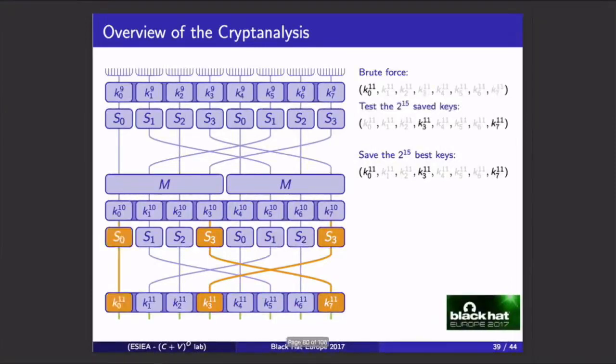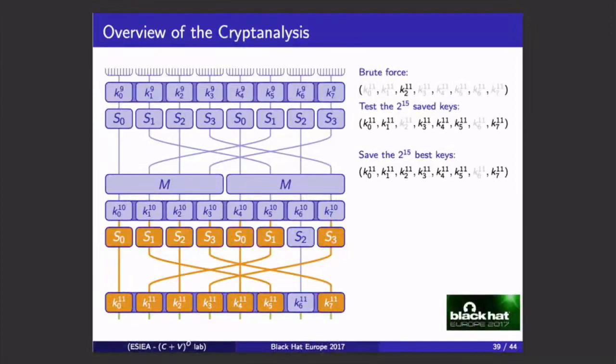Then we add 1 S-box, and regularly we test the possible candidates. We always keep 2 to the power 15 keys, and so on, adding S-boxes 1 by 1 in order to divide and conquer and go through the cryptanalysis without too much computational effort. At the end, we have 2 to the power 15 candidates of 80 bits.